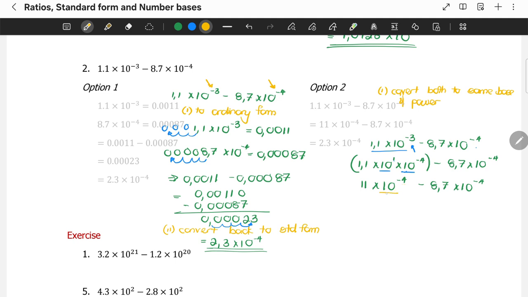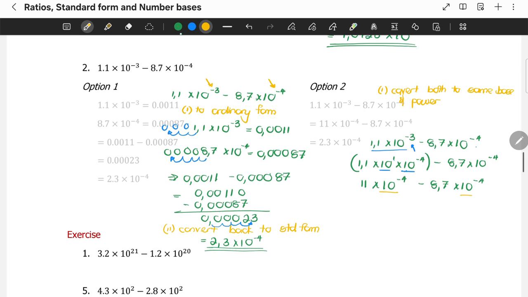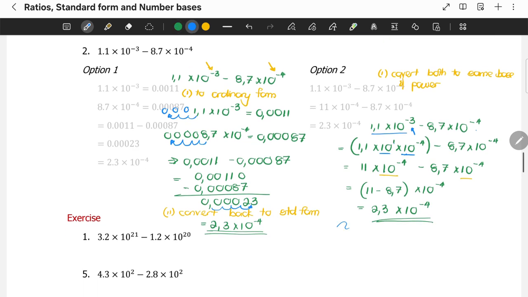And when we look at it, we have minus 4 and minus 4. We now have similar bases. So now we can do the computation. Alrighty. So that's going to be 11 minus 8.7, which is easier to compute than for the decimal format, the longer format, times 10 to the power minus 4. And that's going to give us 2.3 times 10 to the power minus 4, which is what you had gotten with the other answer.